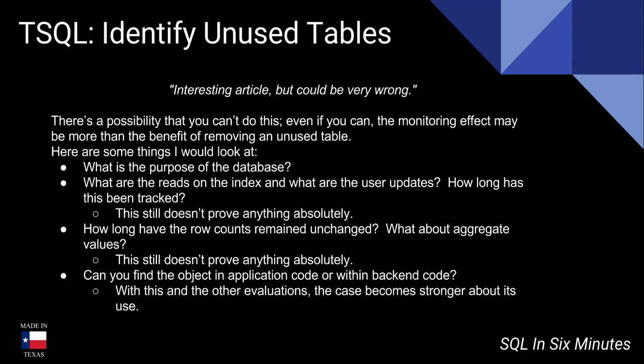Then finally, can you find the object in the application code or within the backend code? And this goes back to, what is the purpose of the database and how have you built the database, right? So think about it this way. If you know that the application is built using, let's say, Entity Framework, then go pull up the model. Where is the table included in that model? By the way, that's another reason why you should be careful about removing a table when you don't know these things. It might have an effect.